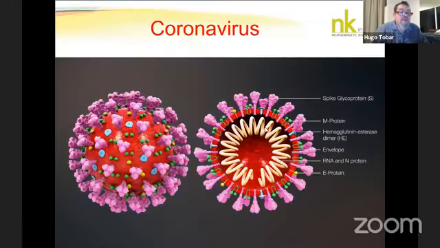And you can see here they call it the RNA and N protein. That's the nucleocapsid. It protects the RNA.